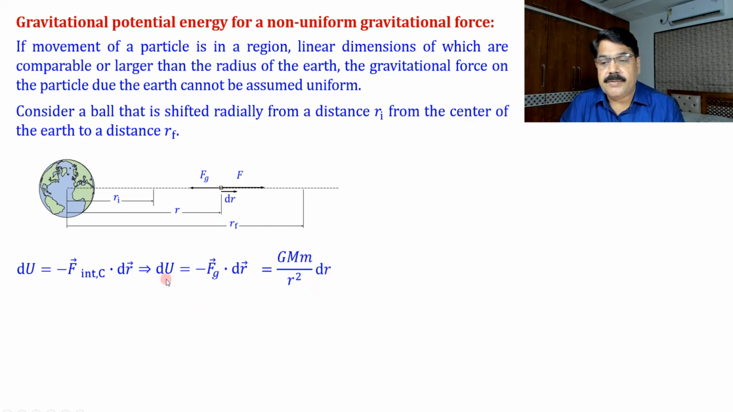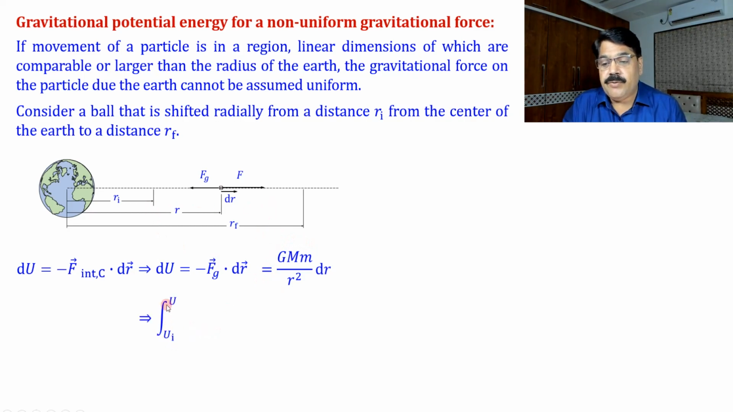Now to find the potential energy change from this configuration to this configuration, we perform a definite integral. For this configuration, say Ui, initial. For this configuration, say U final, Uf. So this integral will have limits Ui to U final, and this integral will have limits ri to r final.